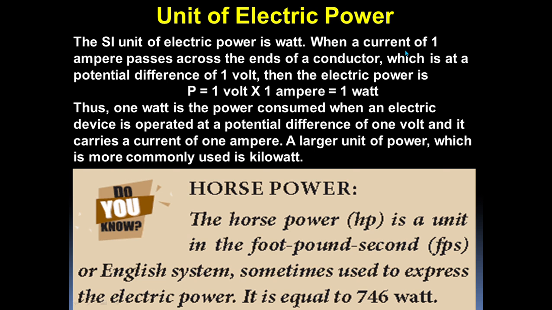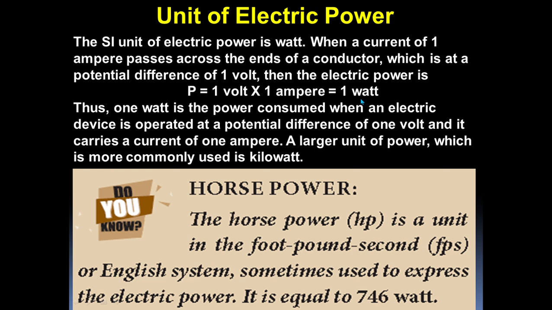When a current of 1 ampere passes across the ends of the conductor, at a potential difference of 1 volt, then the electric power is equal to volt into current. Here 1 volt into 1 ampere is nothing but 1 watt. 1 volt into 1 ampere is nothing but 1 watt.